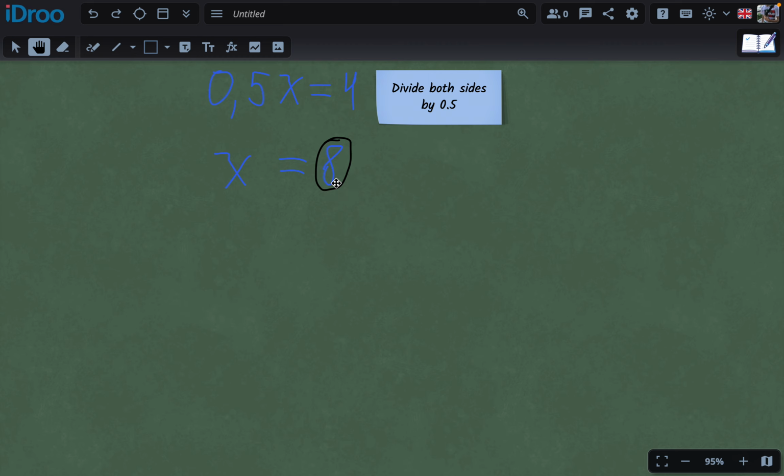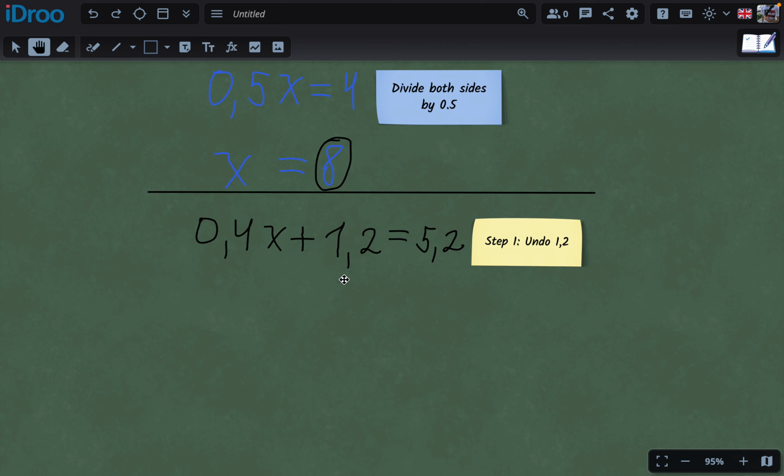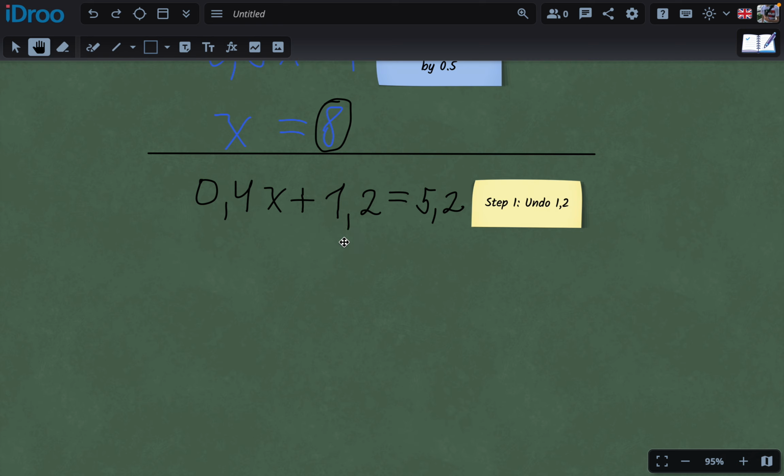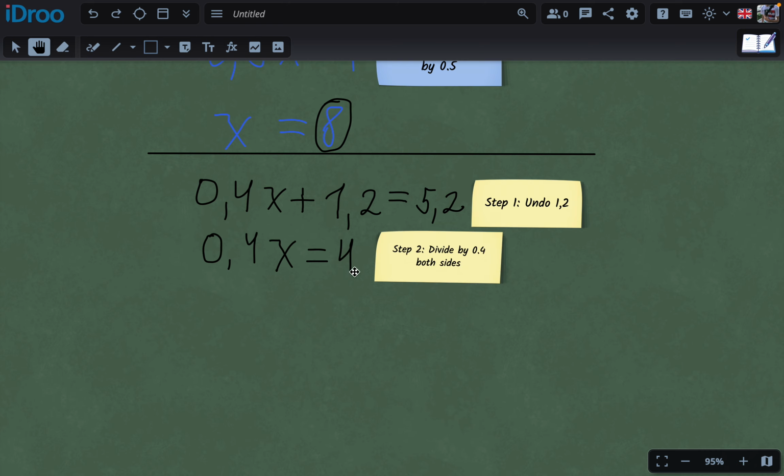So, decimal with an addition. Our first step is to undo 1.2 here, and here we get the value of 0.4x, and our second step is to divide both sides by 0.4, and here we get the value of x, which is 10.